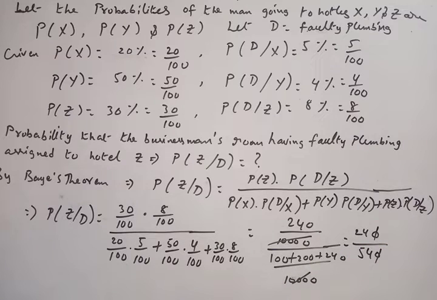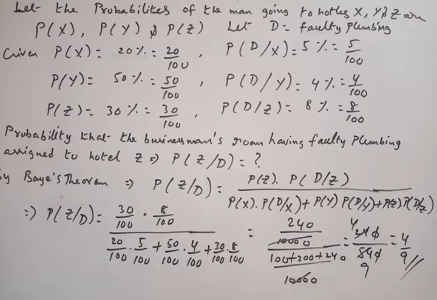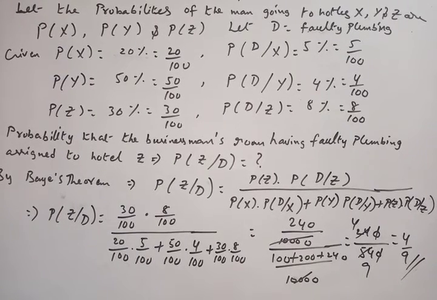Then how to cancel? 6 4s are 24, 6 9s are 54. So we get 4 by 9. This is the probability that the businessman's room having faulty plumbing is assigned to hotel Z. Understand here? Very important problem. Take down this problem also.